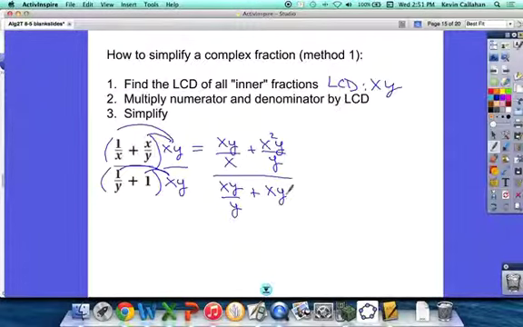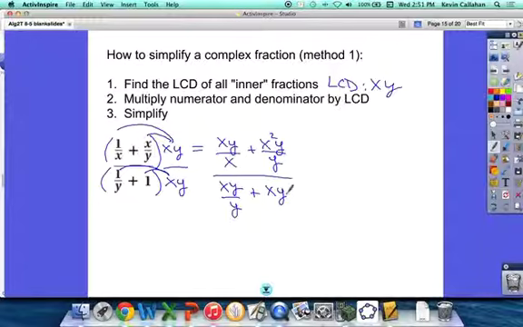So what exactly, like, I'm confused. Do you know how we found the least common denominator? Yeah. Okay. Do you see where I multiplied by that least common denominator? Oh, yeah. Okay. Now, we're not done yet.